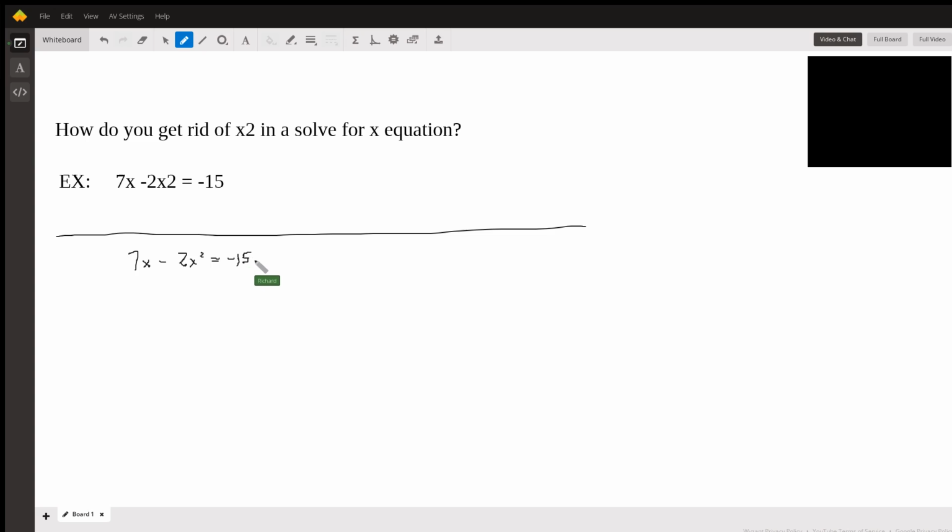What we're going to do is move everything over to the right side. So I'm going to end up with, because I'm going to add 2x squared to both sides, then subtract 7x from both sides, negative 7x, and carry that negative 15 down. So I just moved the 7x over and I moved the 2x squared over. And now I'm going to factor this.